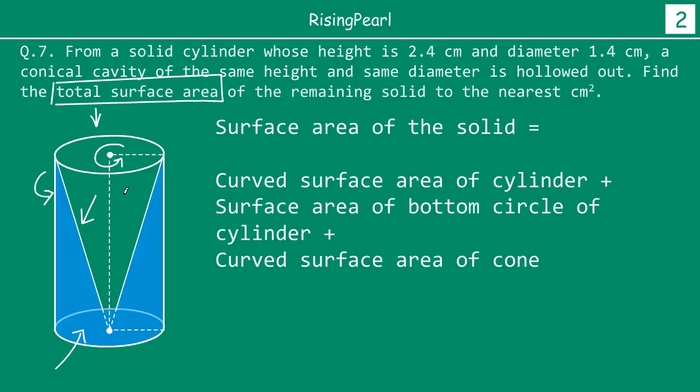You have to apply paint on all of these places, which is the curved surface area. So here, everywhere. And that is the curved surface area of the cone. So the total surface area that we have to find out is going to be the curved surface area of the cylinder, the surface area of the bottom circle, and the curved surface area of the cone.